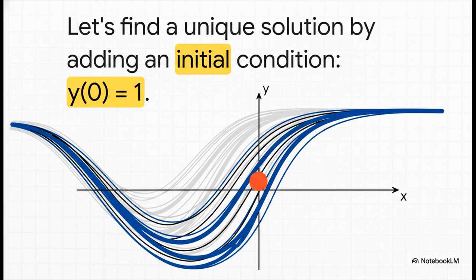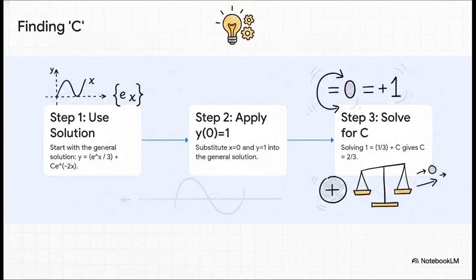If this was our coffee cup, it'd be like saying, I know for a fact that when I first poured it, the temperature was exactly 100 degrees. It gives us a specific point in time to lock our solution onto. So now, all we have to do is plug those numbers, x equals 0 and y equals 1, right back into our general solution. After a little bit of algebra, we can solve for the one specific value of c that makes our curve pass through that exact starting point. And in our case, c happens to be 2/3.